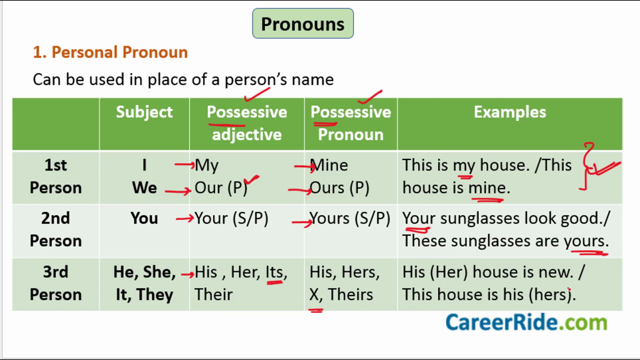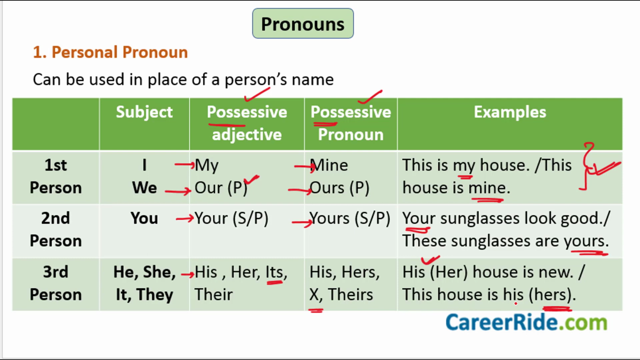See this example. His or her house is new, right? What is this? This is a possessive adjective at the moment. Whose house? Her house. This house is his or hers. This means this house belongs to her. Okay. So this house is his or hers is what you say. So this is a possessive pronoun here.